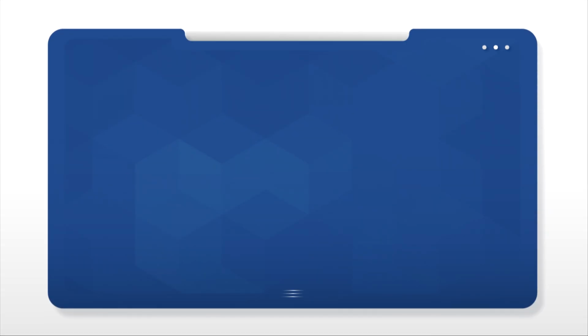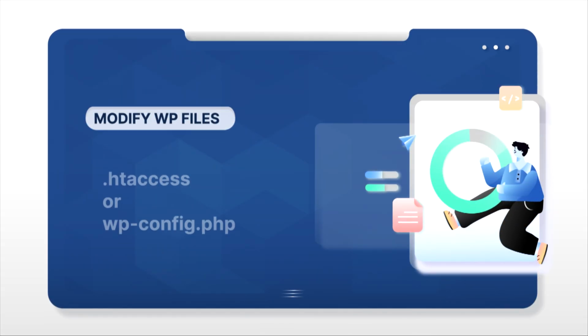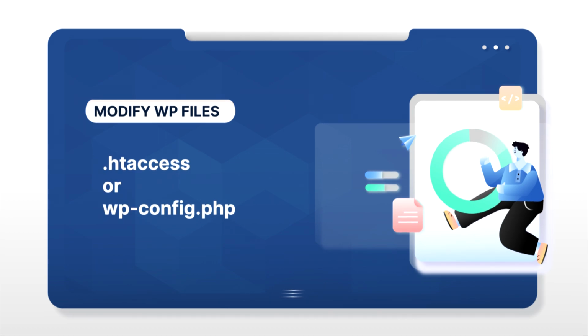The last couple of methods will be to modify your htaccess or your WordPress config file by changing the maximum file's value allowed to a value higher than that of your backup. An example can be found in the article with the link in the description below.